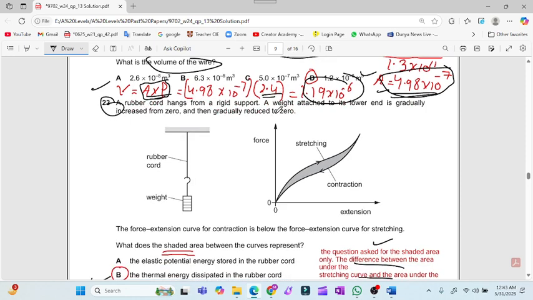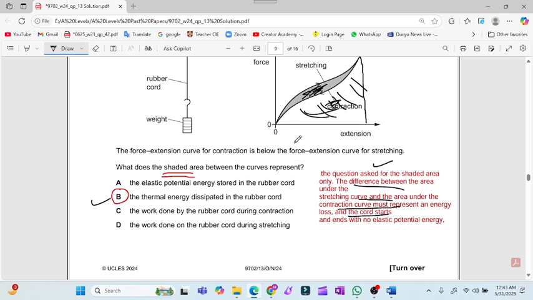Now question number 23. He is asking what the shaded region represents. It is not asking what this region represents. If he is asking about this region, it will represent the energy stored. But whenever the shaded region is given, it will represent that there is wastage of energy.